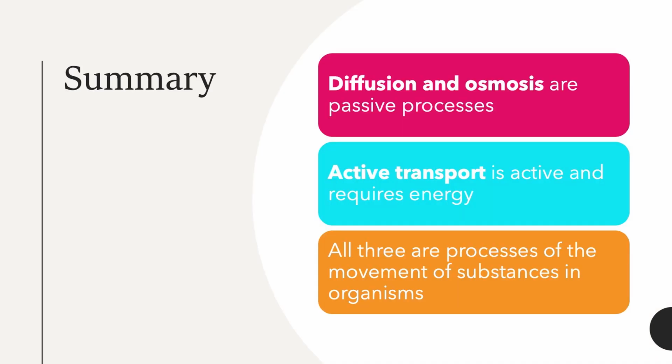In conclusion, diffusion and osmosis are passive processes that move substances down a gradient, while active transport is an energy-requiring process that moves substances against a gradient. All three processes are essential for the movement of substances in living organisms and for maintaining life.